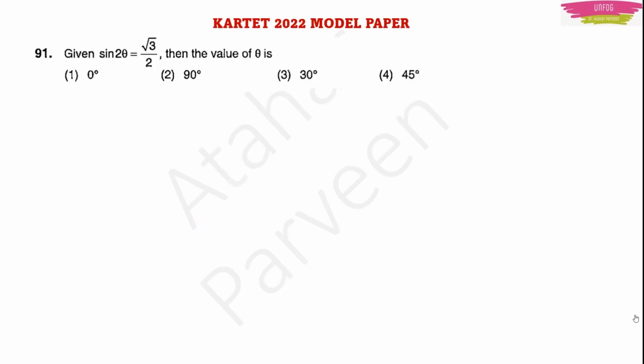Next question. I have taken this question from a model question paper. The question is: given sin 2 theta is equal to root 3 by 2, then the value of theta is. See, just now I told you, right? Square root of 3 by 2 means you should know that it should be cos 30 or sin 60.